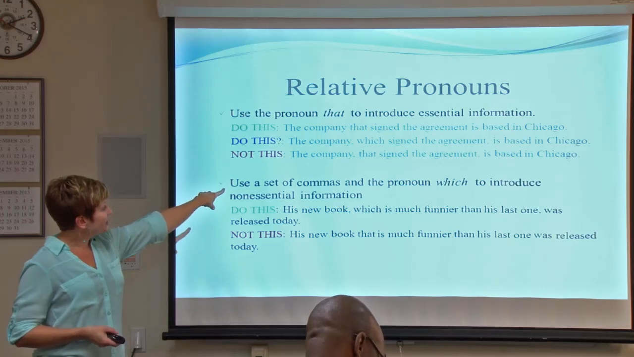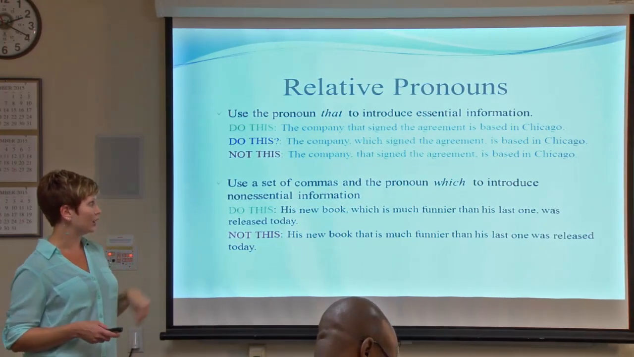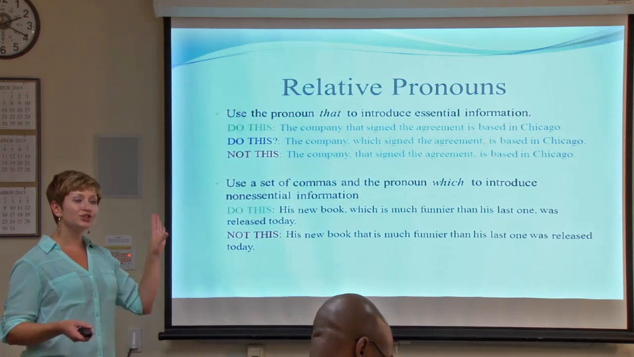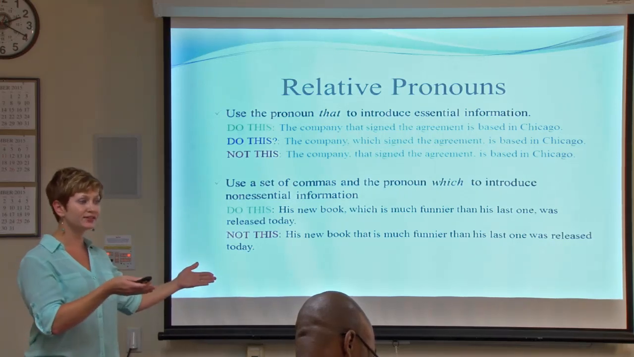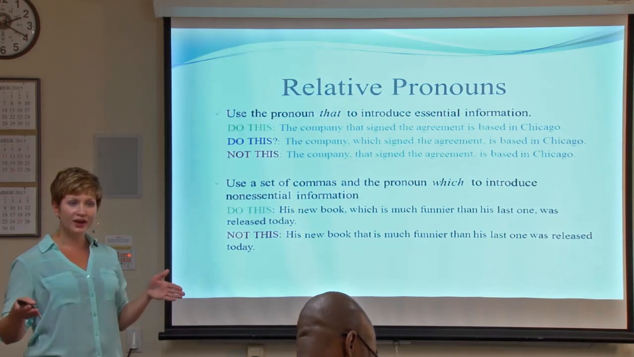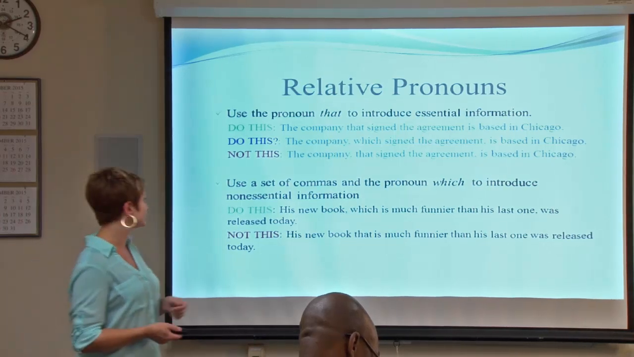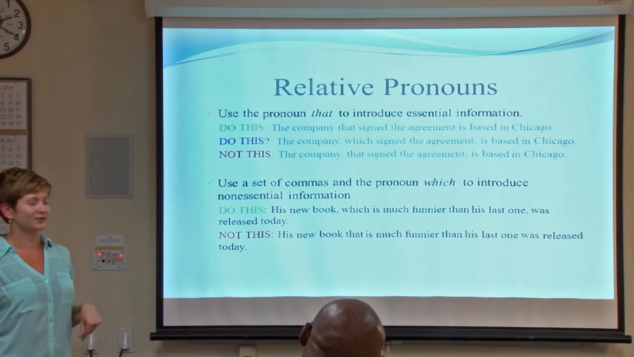So this example down here is definitely not how you want to punctuate the sentence. The company, comma, that signed the agreement, comma, is based in Chicago. Always use that with essential phrases attached to the subject. Use which phrases sectioned off with commas, and it's separated from the subject. So this is a really good example of a which phrase.